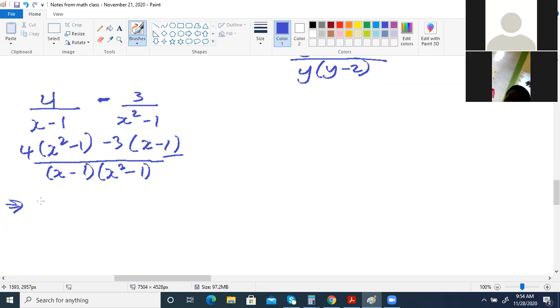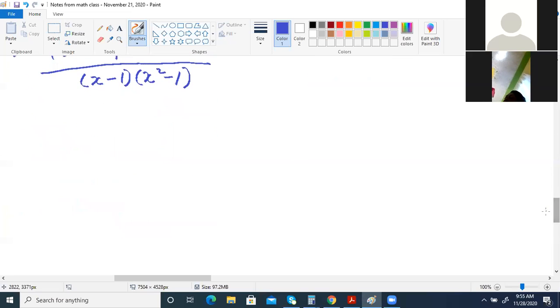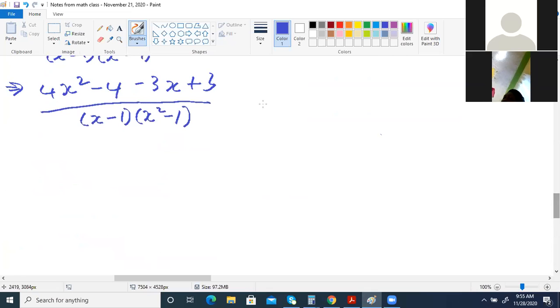So you work this out. You get 4x squared minus 4, then 3x plus 3. And then let's work this out: x minus 1, x squared minus 1. All right, so maybe I should scroll down and do it the other way beside it.